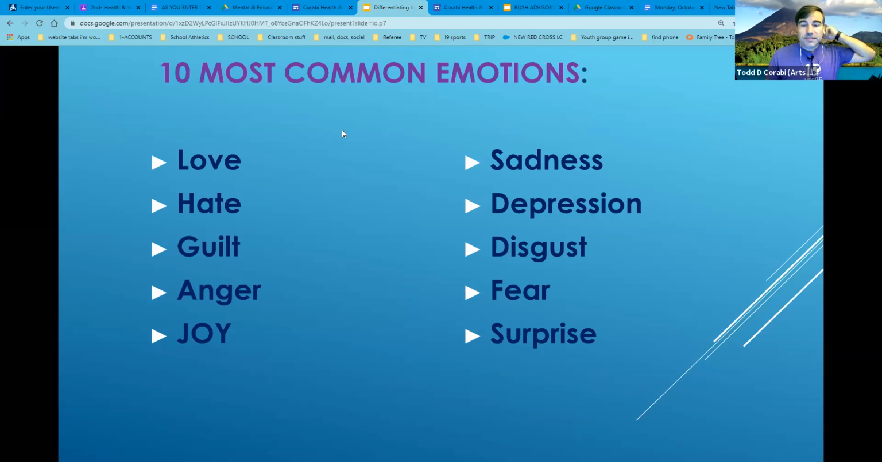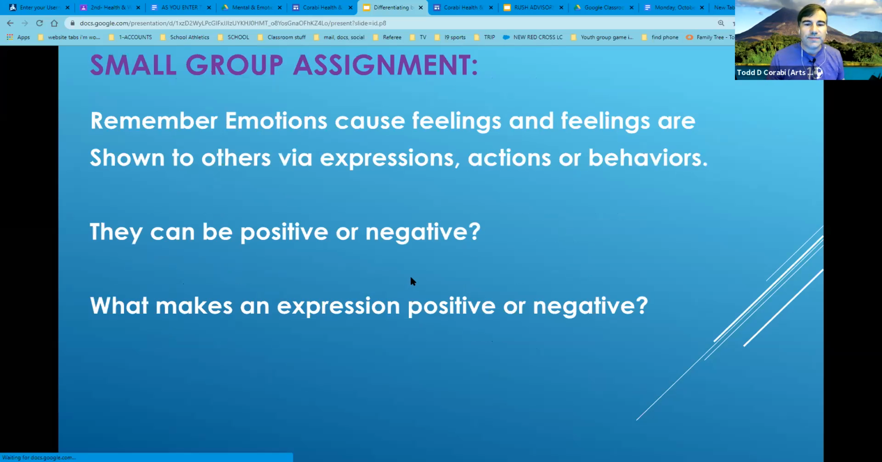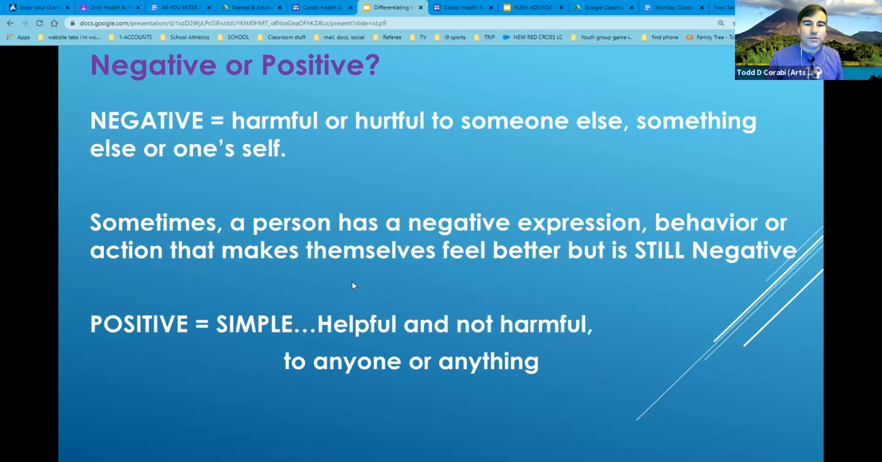So including other work of other people, these are the 10 most common emotions. So all of the 8 that he said, but you also have to add a couple more. So you have love, hate, guilt, anger, joy, sadness, depression, disgust, fear, and surprise. So they can be positive or negative. And there's a question mark there, because it is debatable that some emotions don't have a positive side, but we can talk about that more in depth in the chat if you need to, or you can email me back and forth.